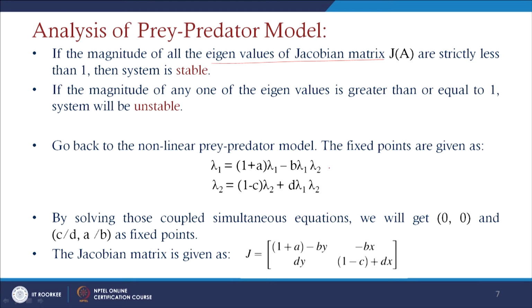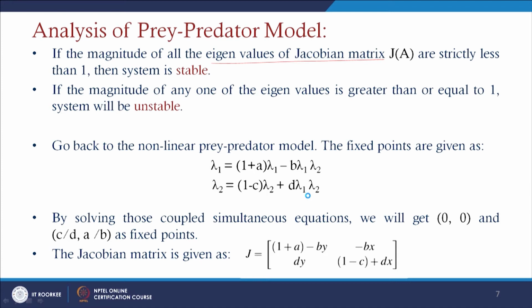By solving this coupled system of simultaneous equations, we get (0, 0) and (c by d, a by b) as the fixed points. And if we want to go for the Jacobian matrix, J can be written as, first, the derivative with respect to lambda 1. If you differentiate this term, we find 1 plus a for the first term, and for the second term, that is nothing but the b y term.